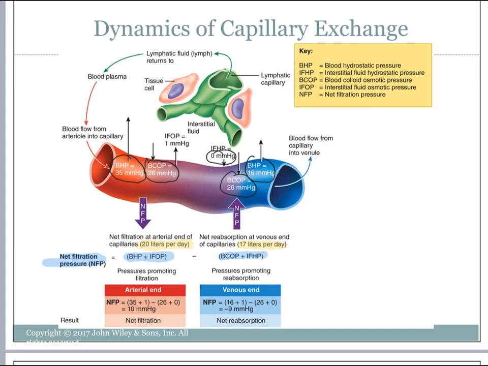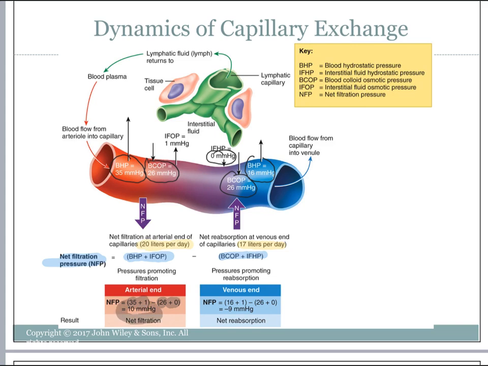So let's start at the arterial end. BHP is 35 millimeters of mercury, and there it is. So let's highlight each one as we're talking about it. Maybe we'll do it in gray. 35 millimeters of mercury. We add that to interstitial fluid osmotic pressure, which is 1. Then we subtract BCOP, which is 26 on the arterial end, and we add that to interstitial fluid hydrostatic pressure, which is 0. So we do our quick math. 35 plus 1 is 36. Subtract 26, let's highlight this, is a net filtration pressure of 10.